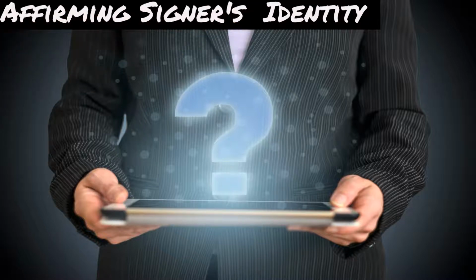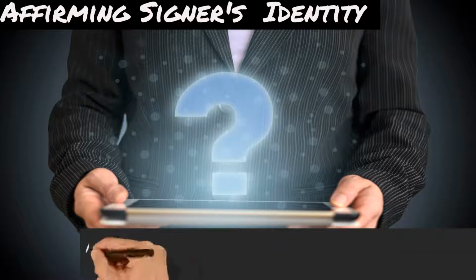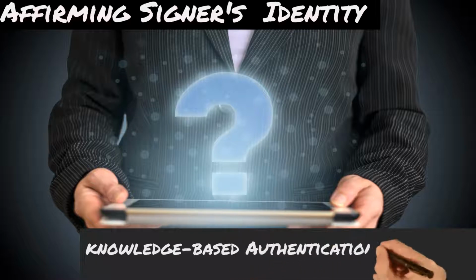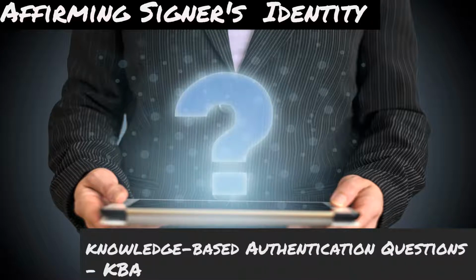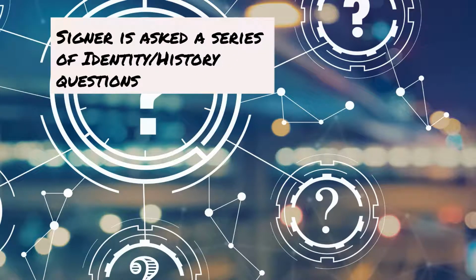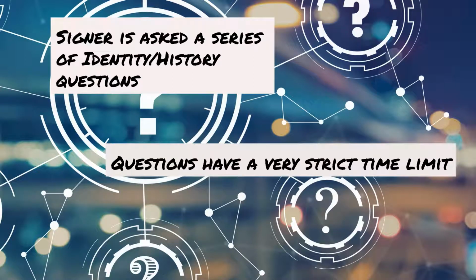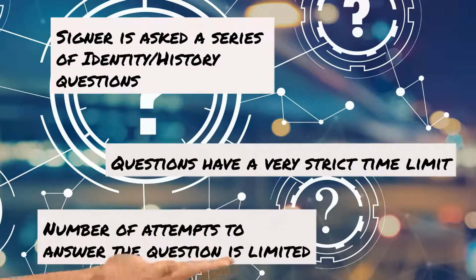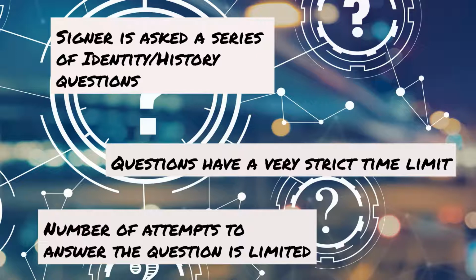Signer identification involves a third party affirming the identity of an individual using public or proprietary data sources, which may include knowledge-based authentication questions. Knowledge-based authentication questions, also known as KBA, is a process wherein the signer is asked a series of questions about their identity and history. The questions have a very strict time limitation, as well as a limit of 2 attempts per question, making it difficult to simply guess or research the answers.